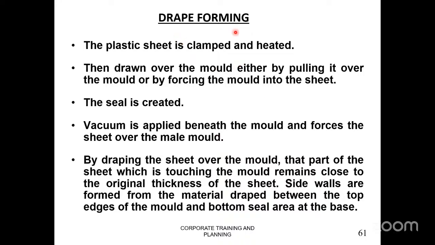Now, drape forming. The plastic sheet is clamped and heated. Then it is drawn over the mold, either by pulling it over the mold or by forcing the mold into the sheet. The seal is created. Vacuum is applied beneath the mold and forces the sheet over the male mold by atmospheric pressure.